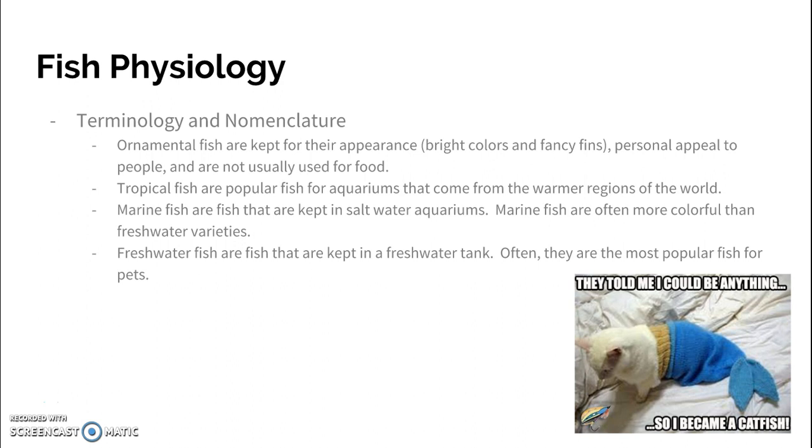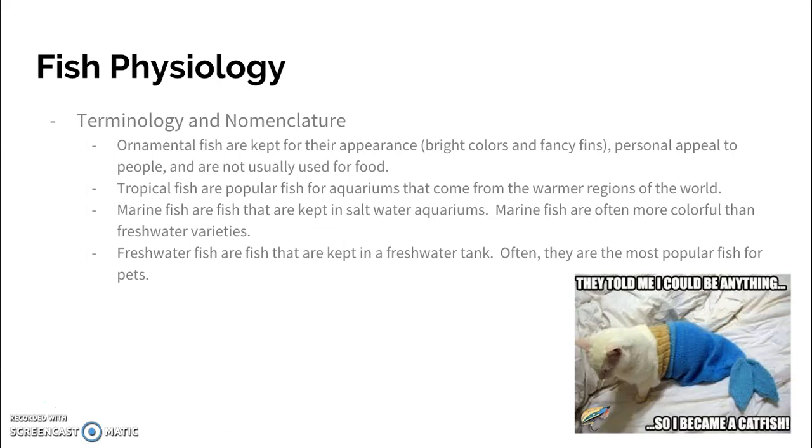Some different terminology to be aware of. So ornamental fish are kept for their appearance, typically bright colors and fancy fins, and really their personal appeal to people. They're not usually used for food. Tropical fish are very popular fish for aquariums that come from the warmer regions of the world. Marine fish are fish that are kept in saltwater aquariums, and they're often more colorful than freshwater varieties. And then freshwater fish are fish that are kept in a freshwater tank.